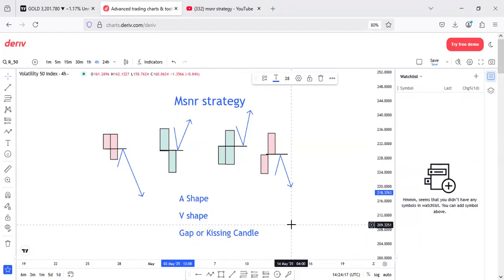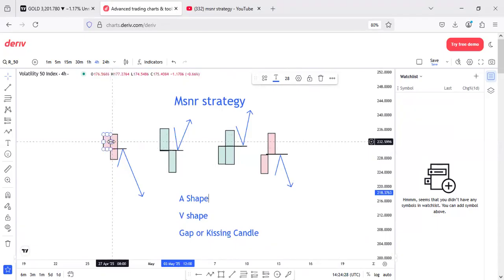So I'm gonna be breaking it down more for you guys to understand what an A shape is, a V shape, and then the kissing candles. This A shape is this kind of formation. If you see this kind of formation in the candlestick, it looks like an A shape. If you go down, this is a kissing candle or a gap. This is a V shape, and this is a bearish kissing candle or a gap. This is a bullish kissing candle.